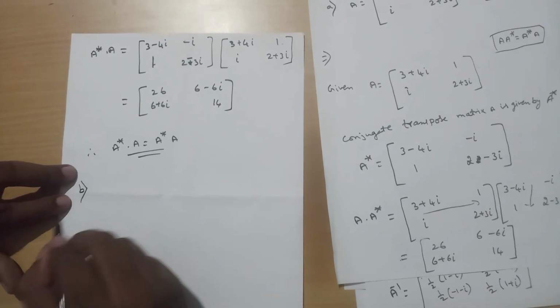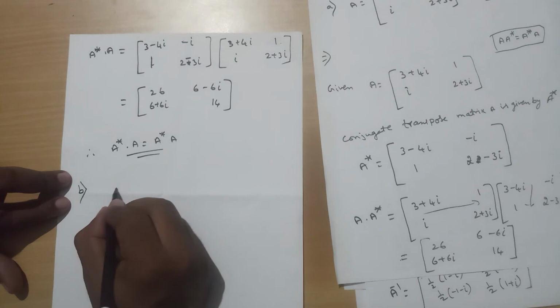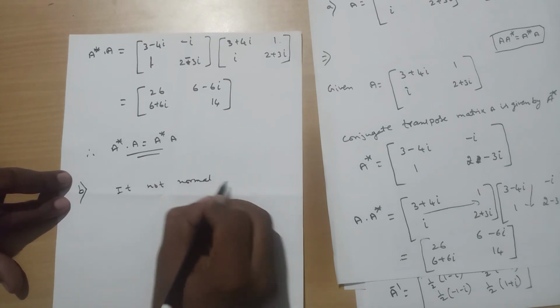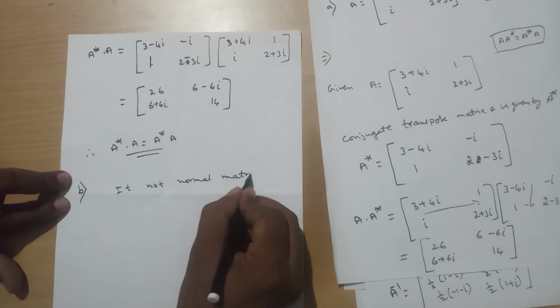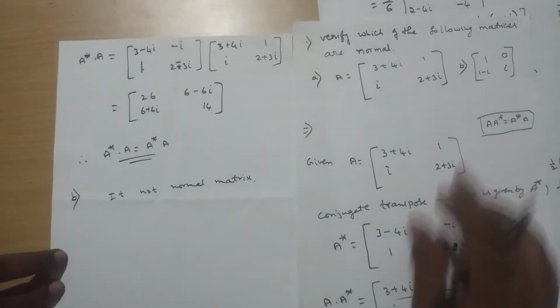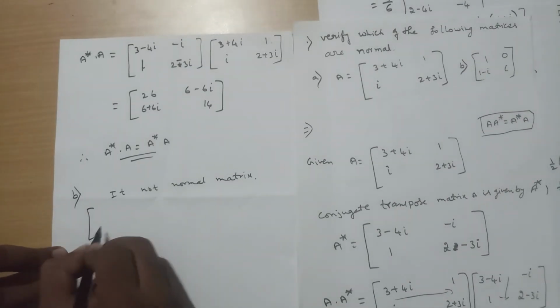Verify the second one yourself. You have to do that one. So what is that matrix? It is 1, 0, 1, minus i.